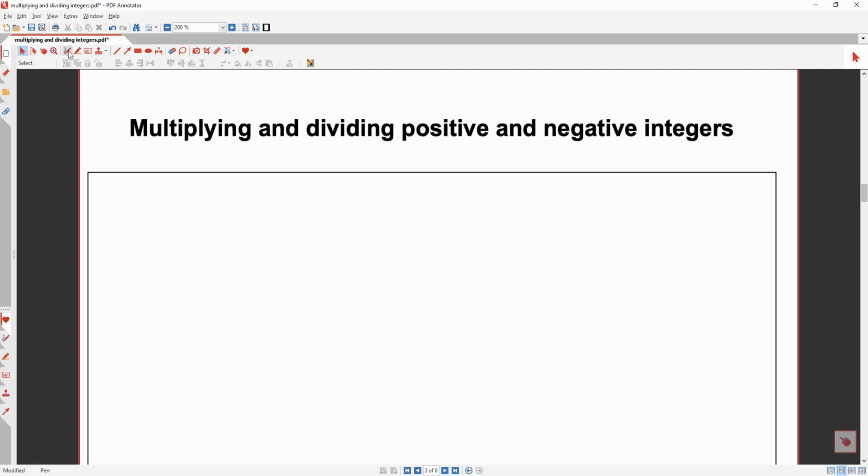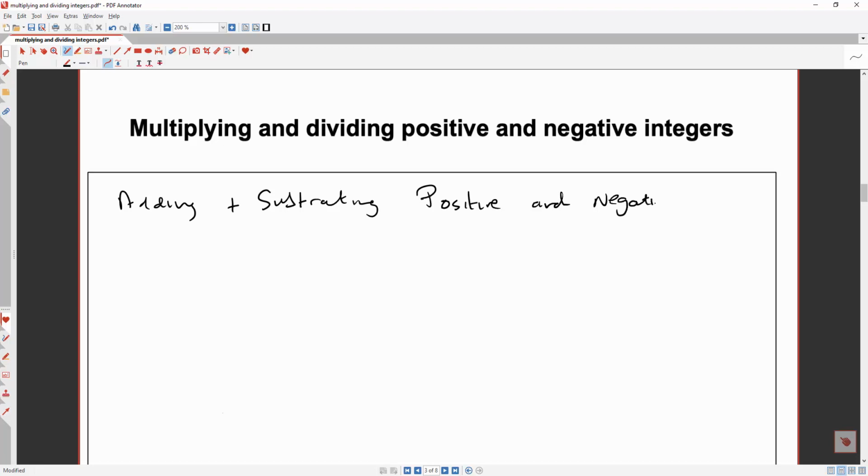In our two previous lessons, what we've been doing is adding and subtracting positive and negative integers. So before we get stuck into what we are going to do today, I'll just try and jog your memory on what we did.